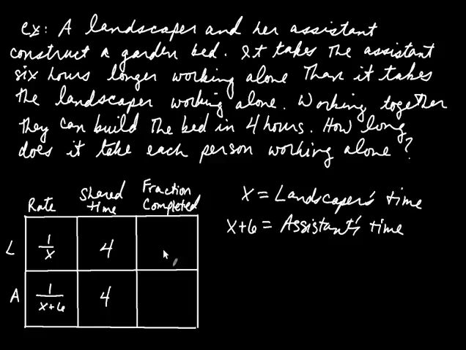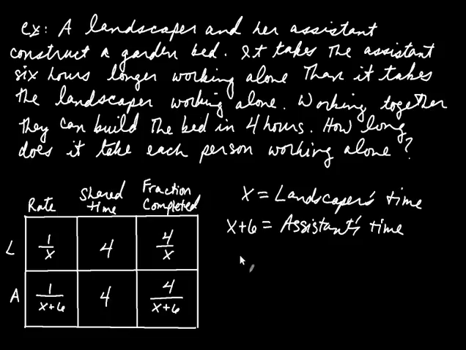Okay, and as before, to get the fraction completed, you simply multiply the rate by the shared time. So the fraction completed for the landscaper is going to be 4 over x, and the fraction completed for the assistant is going to be 4 divided by x plus 6, right? Because it's 4 over 1, and then you multiply those fractions together.